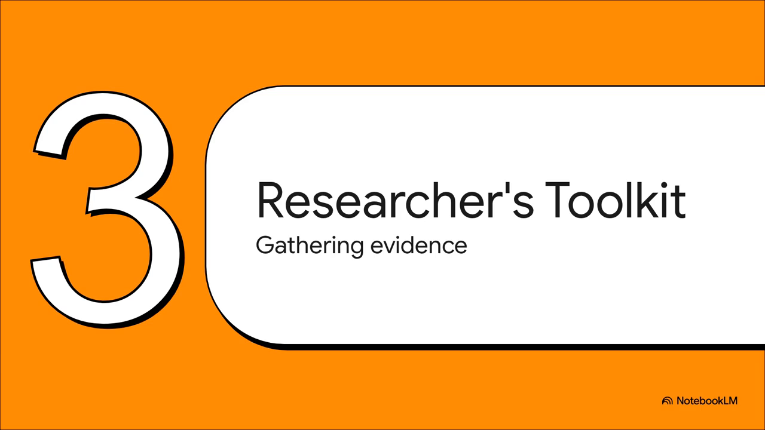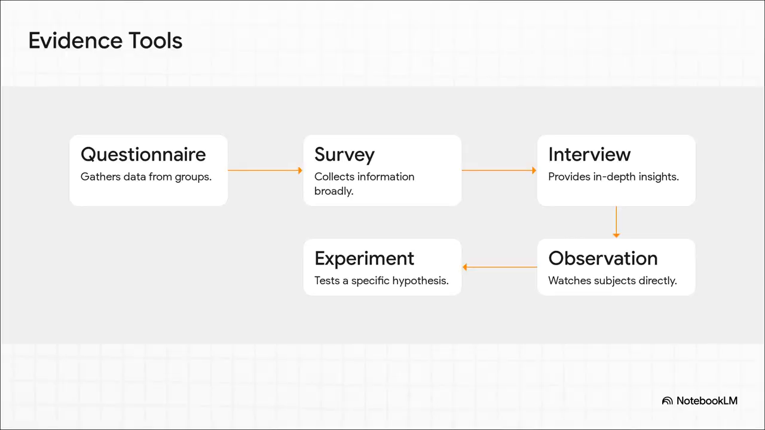Okay, so if it's all about gathering this real-world evidence, how do they do it? What's in the researcher's toolkit? Well, they've got a bunch of common tools they use. You'll see things like questionnaires and surveys, which are great for getting info from a lot of people. Or they might do in-depth interviews to get more personal stories. Sometimes it's just straight-up observation, or they'll set up a controlled experiment to test a really specific idea. These are the ways they capture that actual experience we've been talking about.